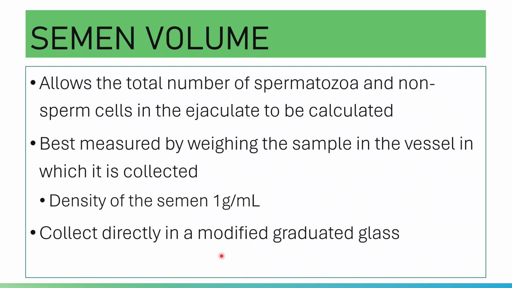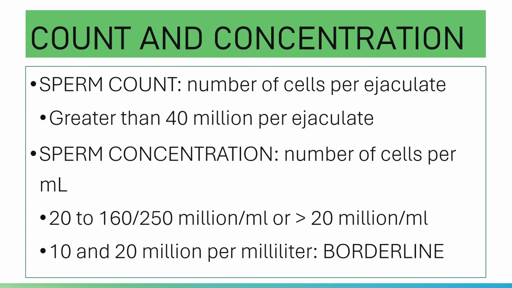What about high semen volume? It may reflect active exudation in cases of active inflammation of the accessory organs. That is for your semen volume.